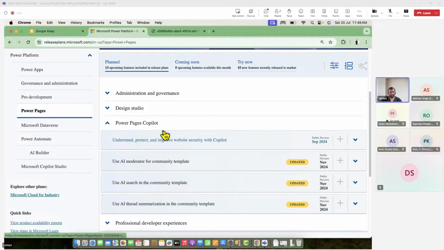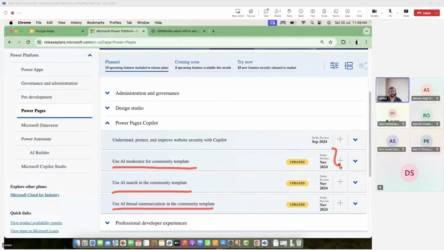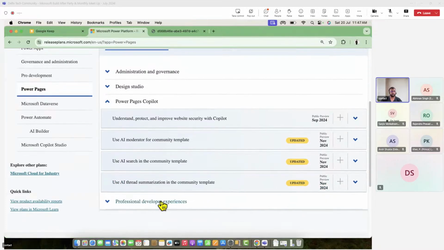And in Power Pages as well, Copilot is there, so probably you can use the AI moderator for the community template, or AI search in the community template, or use any AI thread customization for your community template. These are all planned features. What exactly they are, we will get into more detail when it becomes available as a part of public preview in the month of November. But yeah, this is all they are planning at this moment.